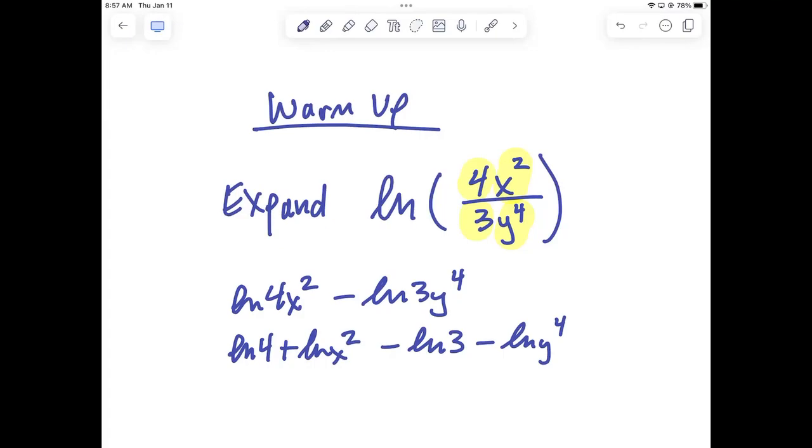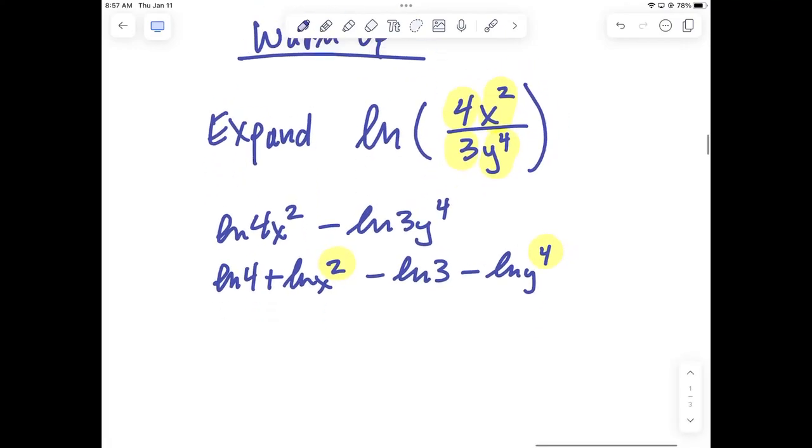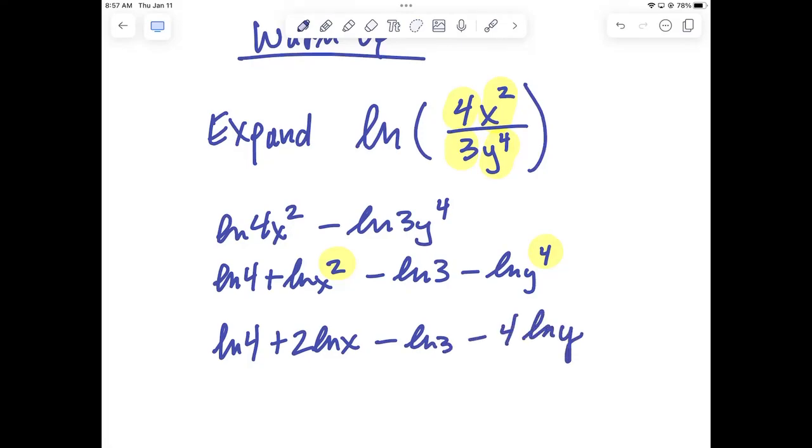And now we're going to use property 3, which says anytime you have an exponent, where can the exponents go? Out front. So this becomes the natural log of 4 plus the natural log of x times 2, minus the natural log of 3, and then minus 4 times the natural log of y. There you go.